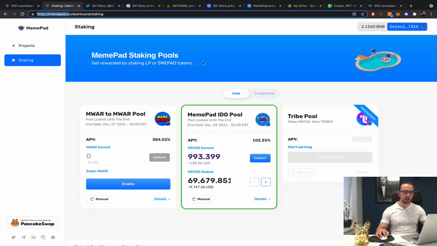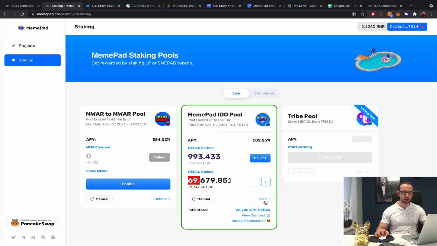To be able to get that, you need to get your tokens, log into memepad.co, go to staking on the left-hand side, see the Memepad IDO pool right here, and stake your tokens. It says pool locked until the end date, December 2nd. Once your tokens are staked, and as you can see, I got 69,000 staked, so I'm on the Chad level, about $10,000 worth. You cannot withdraw your tokens. As you can see, you can only add more until the 2nd of December.